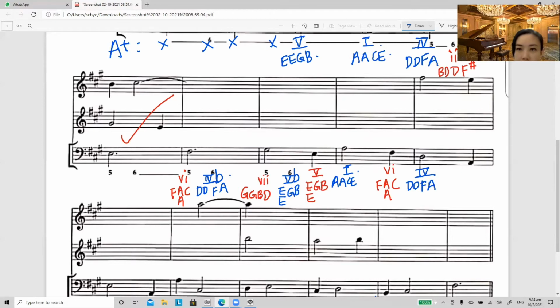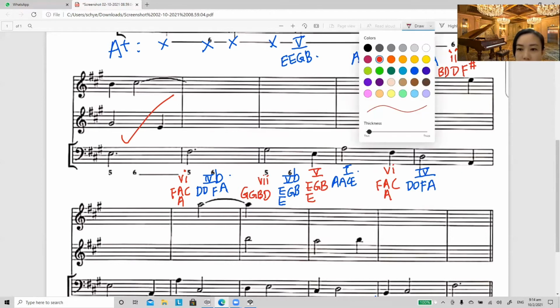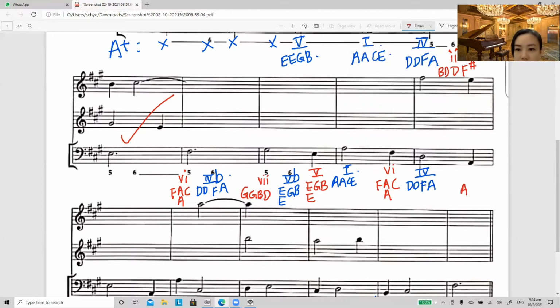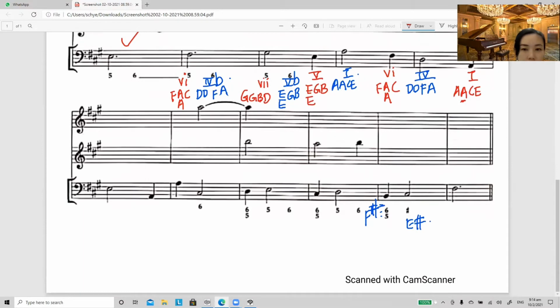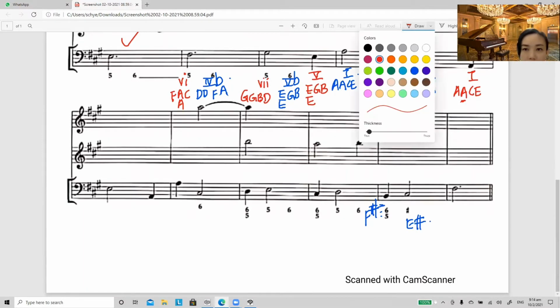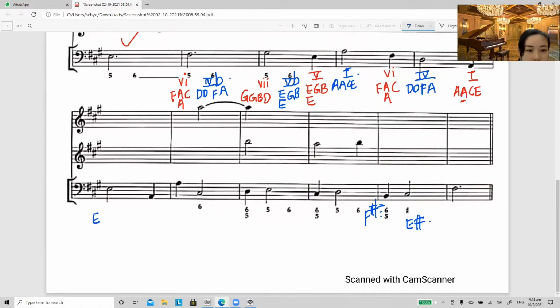Next one is A at the bass, and no number again. So this is A, C, E. So A will be the root note. In A major, AC is chord 1, so we double the root note. Next one, another root position chord again. So this is E, E, G, B, and chord 5, we double the root E, E, G, B.